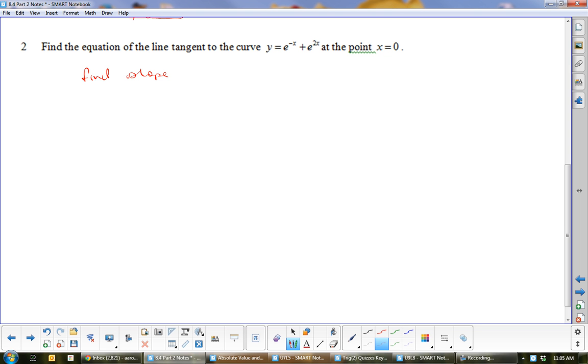So we've got y prime equals, now the derivative of e to the negative x is e to the negative x times the derivative of the exponent, which is negative 1, plus e to the 2x times the derivative of the exponent, which is 2.